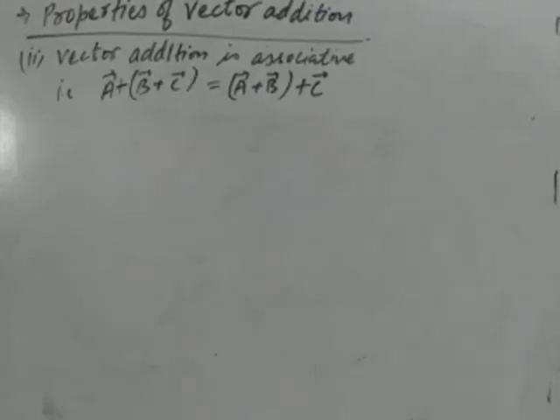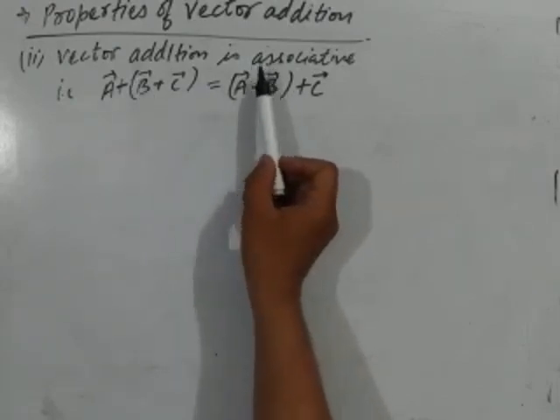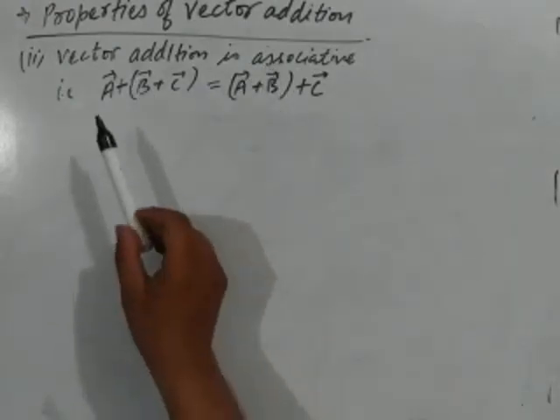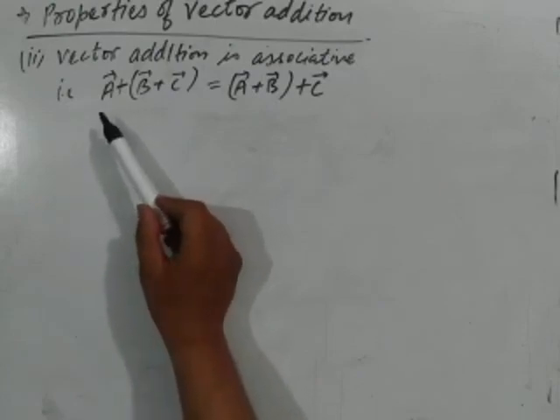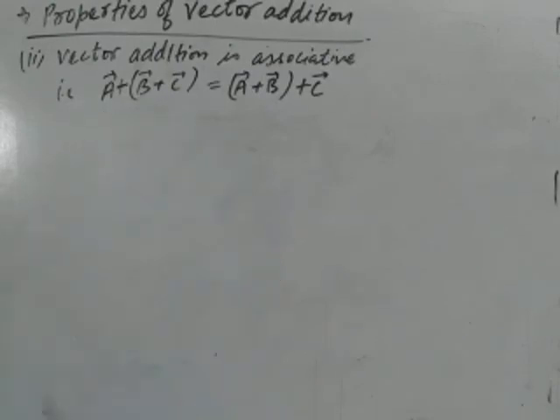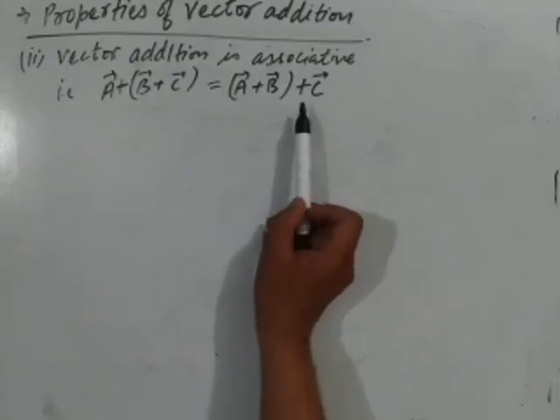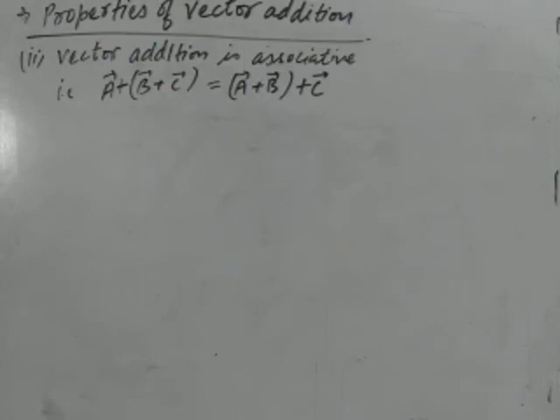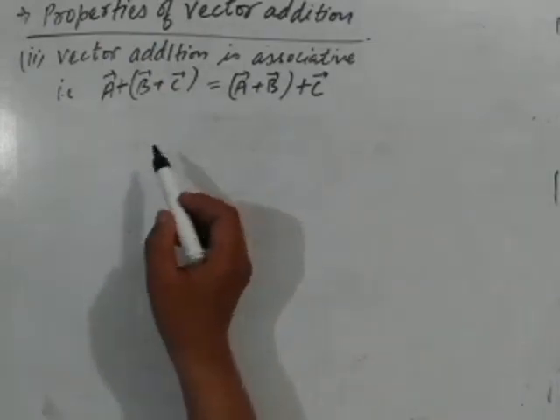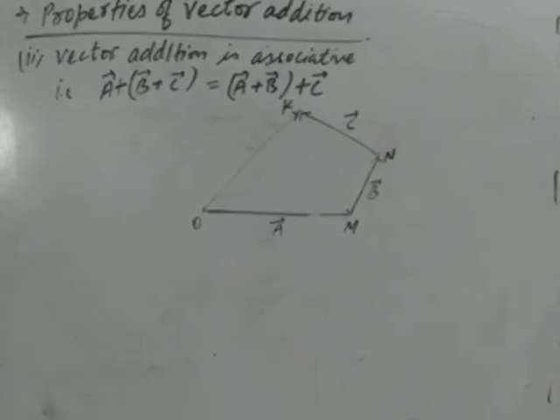Now another property of vector addition is that it is associative in nature. That is, if there are three vectors, A vector, B vector and C vector, then A plus B vector plus C vector is equal to A plus B plus C vector. Now we can prove this identity by taking an example. Consider these three vectors shown in the diagram.